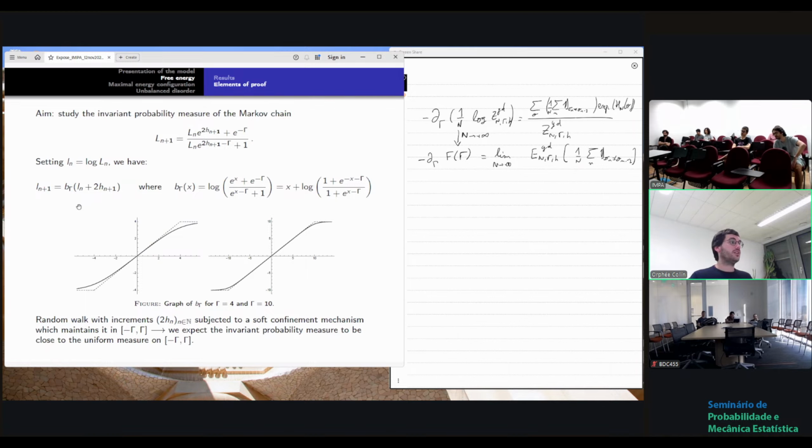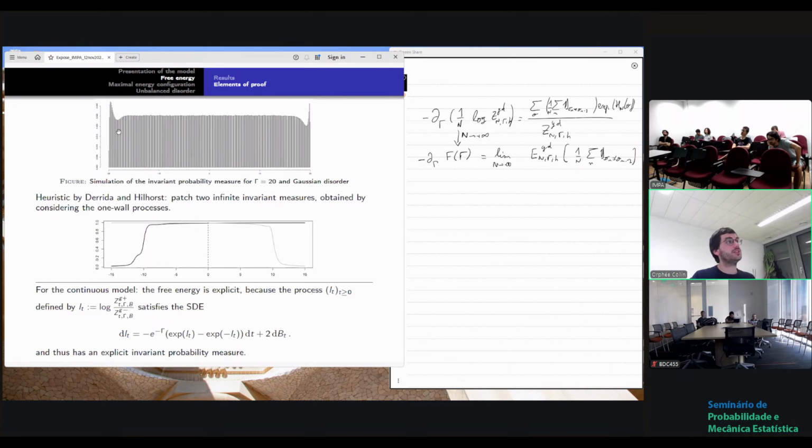Okay. You should expect that the invariant measure should be close to the uniform measure on minus gamma, gamma. Indeed, here is a simulation, and you can see that it's indeed the case. But the problem is that to understand the integral formula that we have, we need to understand very precisely how the invariant measure looks on microscopic scale around minus gamma, so around the left side.